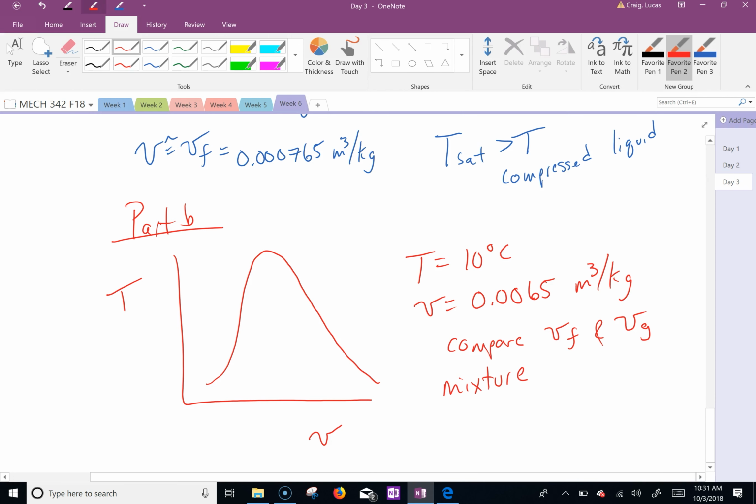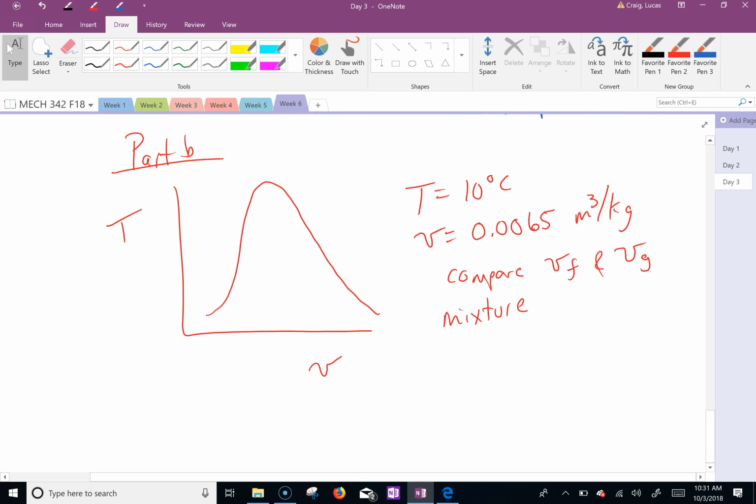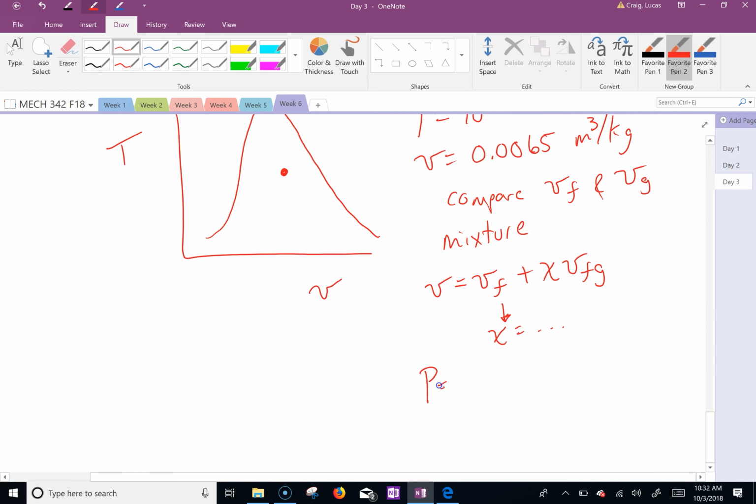So we are a mixture, so we're in here somewhere. So go ahead and write that equation I gave you before. So V equals VF plus the quality VFG. Was it asking to find quality? No. But you could, right? All right. What do we need to know, though? Pressure. Yes. The pressure is PSAT at 10 degrees C.